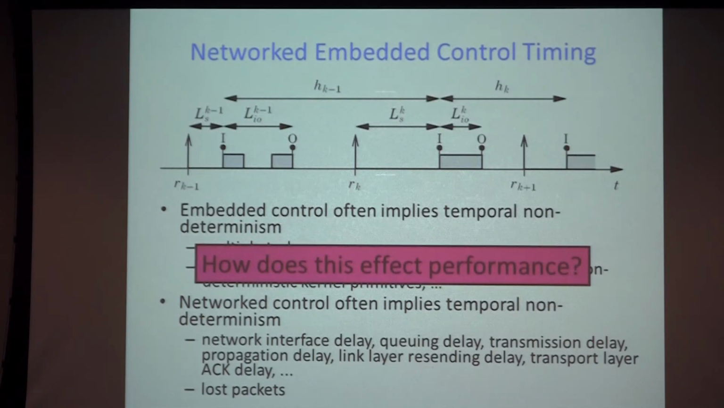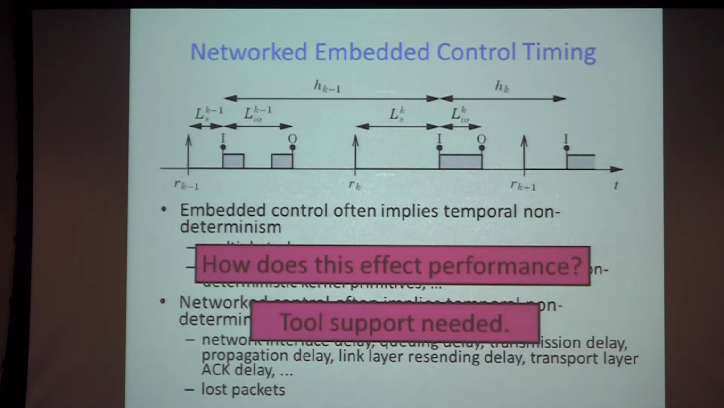So the question is then, how does this affect control performance? And we need a tool to answer this. We need a tool that we can use when we do design space exploration, when we do trade-off analysis.